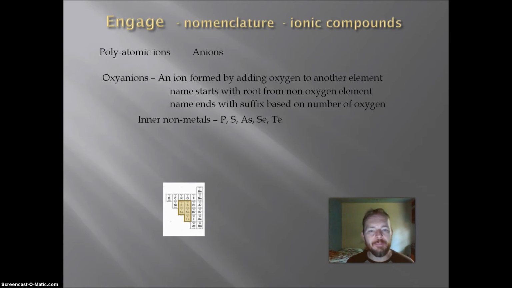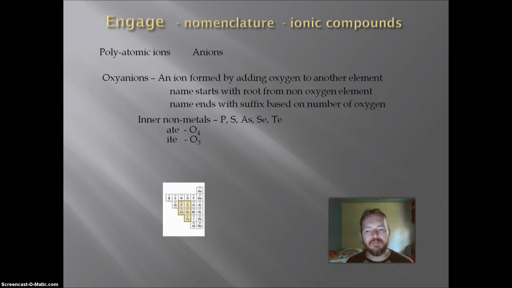For the inner nonmetals, if the oxyanion has the suffix ate, it means there's going to be 4 oxygen. So sulfate would be SO4. If it has the suffix ite, then it will have 3 oxygen. So sulfite would be SO3.